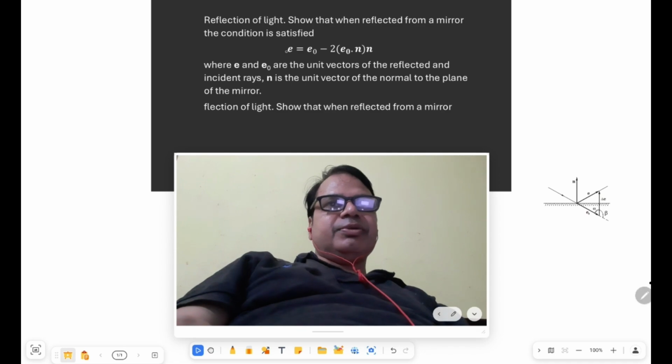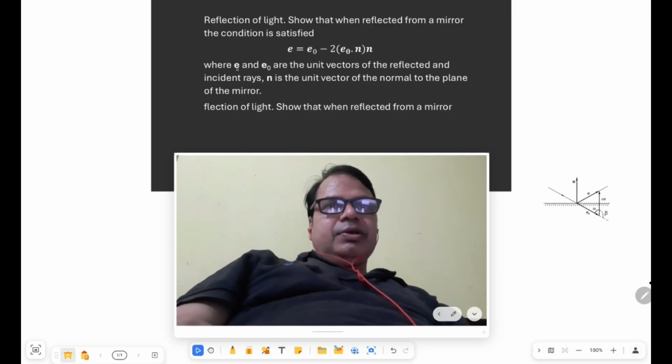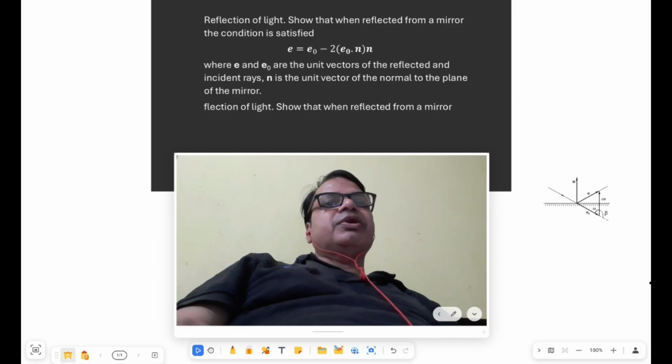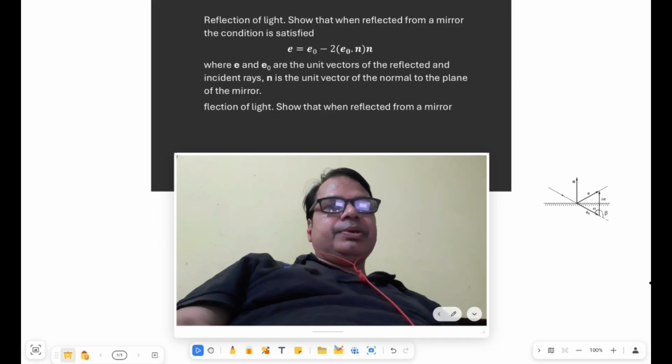And these are vectors, basically unit vectors. E naught, E and n, all are unit vectors. E is the unit vector along the reflected ray, and E naught is the unit vector along the incident ray. n is the unit vector of the normal to the plane of the mirror. Yeah, that's right.